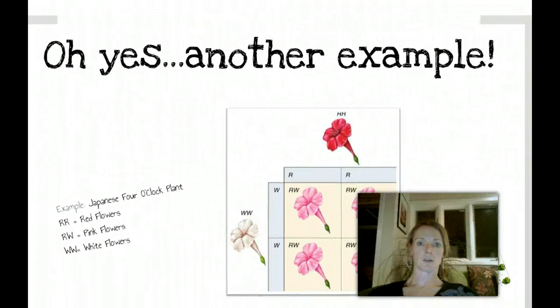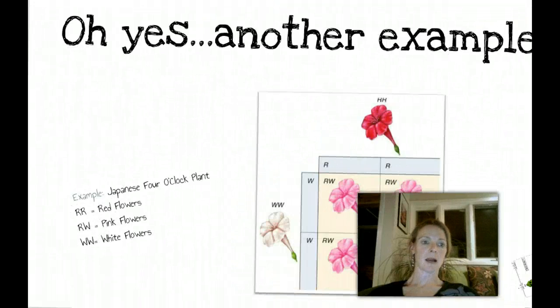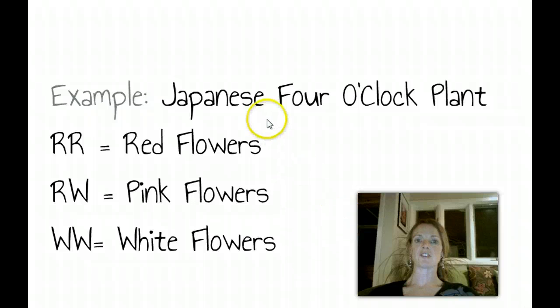So here's another example, okay? Think about flowers. We call these Japanese 4 o'clock plants, and you'll hear that actually a lot because a lot of genetic experiments were done on these Japanese 4 o'clock plants. You have big R, which produce red flowers. You have big R, big W, which produce pink flowers. And you have big W, which produce white flowers. So a cross between these, and you get kind of a mix, right? Red and white make pink.